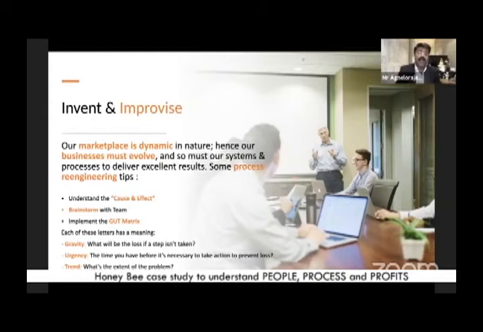Friends, the first alphabet is G, gravity. What will be the loss if a step is not taken? Not taking a decision is a bad decision. So what is the loss if that step is not taken? So you need to understand the gravity of that loss. The second is urgency. The time you have before it's necessary to take actions to prevent a loss.